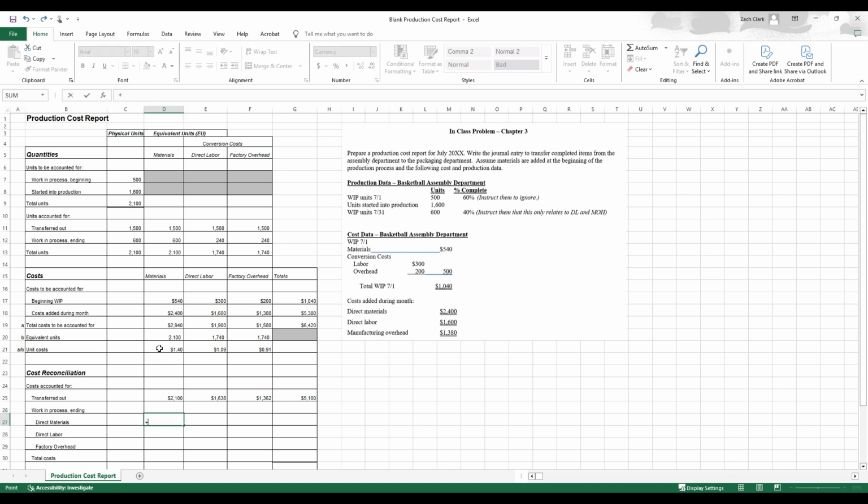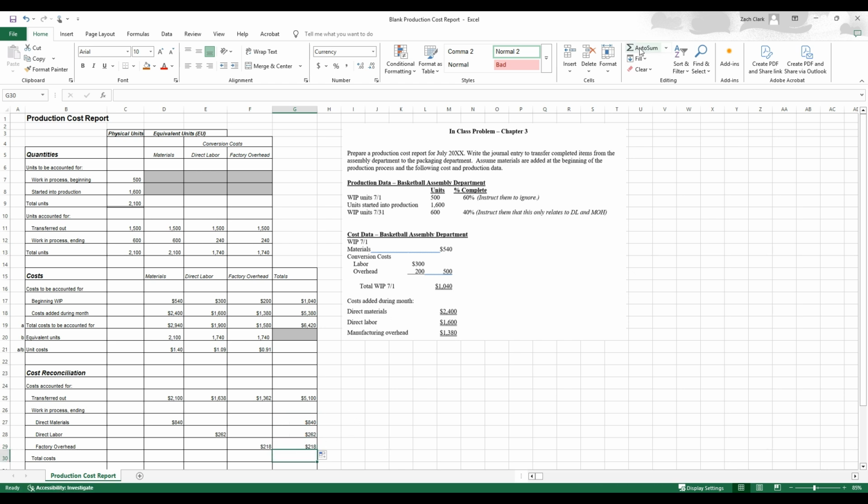And then we're going to do the same thing. We're going to take our unit costs times the number of equivalent units still in ending inventory. So 840. Unit cost times number of units here in ending, 240. And unit cost times ending balance there. And then we're going to just pull these over just to get totals on everything.